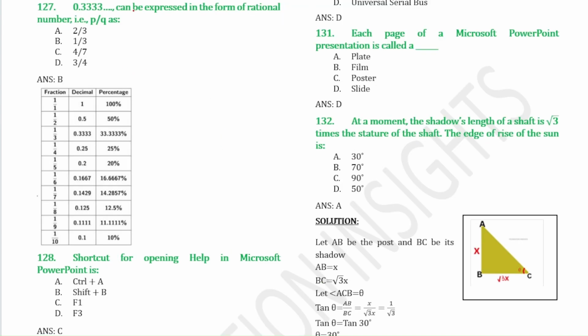Next question. 0.333 can be expressed in the form of a rational number, that is P by Q, as... the correct option will be option B. These are some of the standard numbers, standard fractions. You can just memorize them, but with practice you'll be able to know the numbers. Next question. The shortcut for opening help in Microsoft PowerPoint is F1.